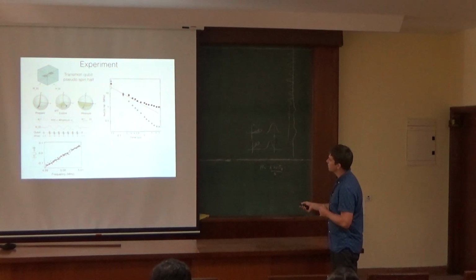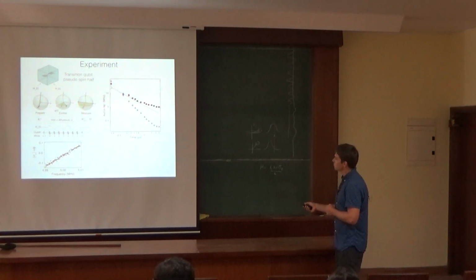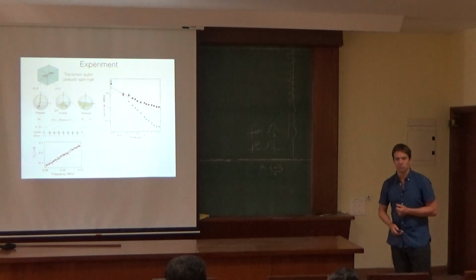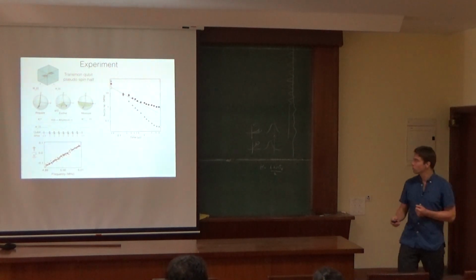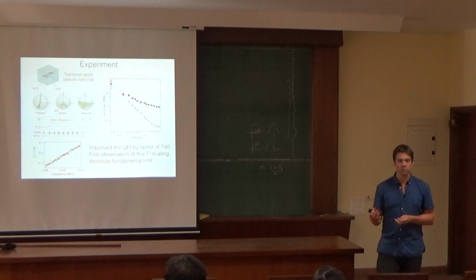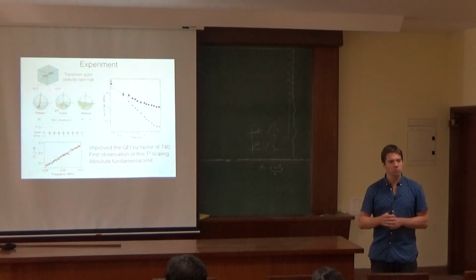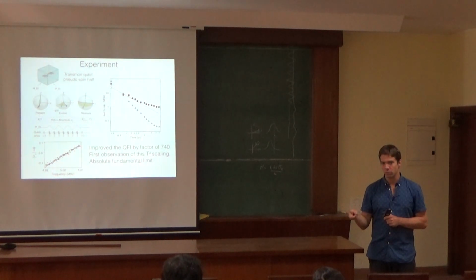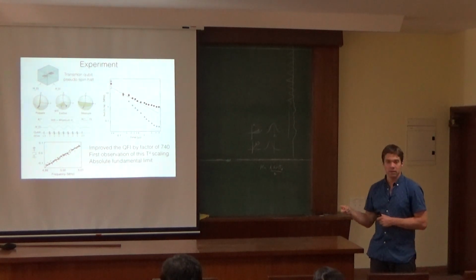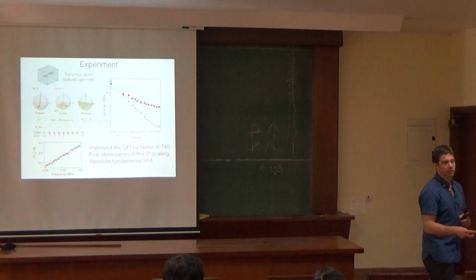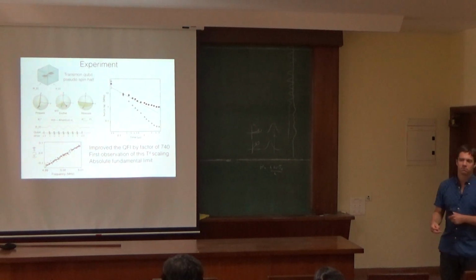At short times and at long times, things get worse because, again, the T2 of the qubit becomes a problem. So overall, we have a 740-fold improvement of the quantum Fisher information, almost 2 orders of magnitude more frequency sensitivity given this T2 of our qubit. So this happens to be the absolute fundamental limit, the best you can possibly do.